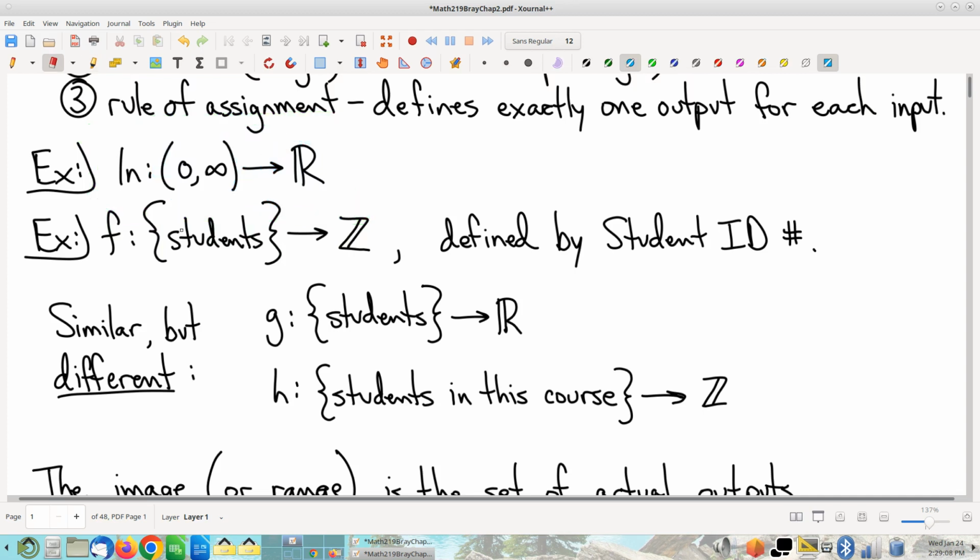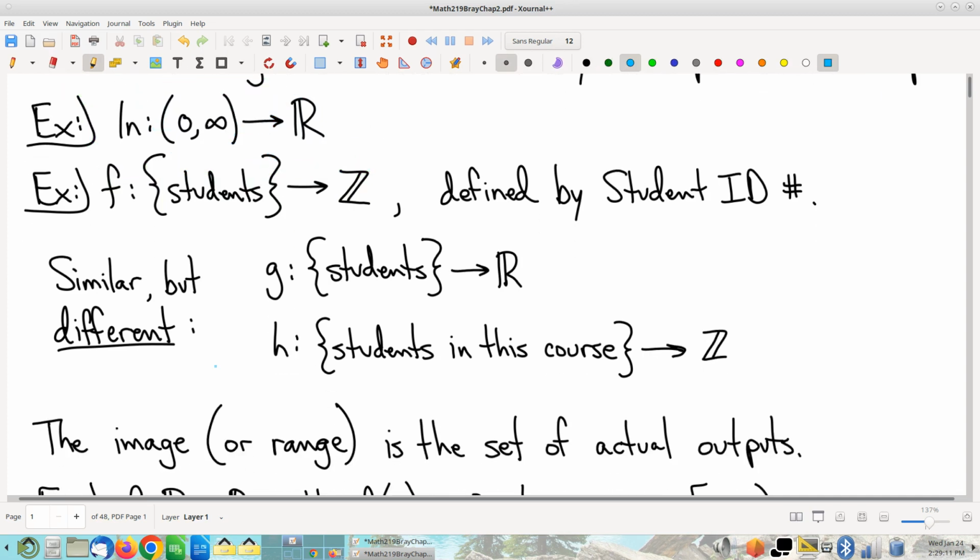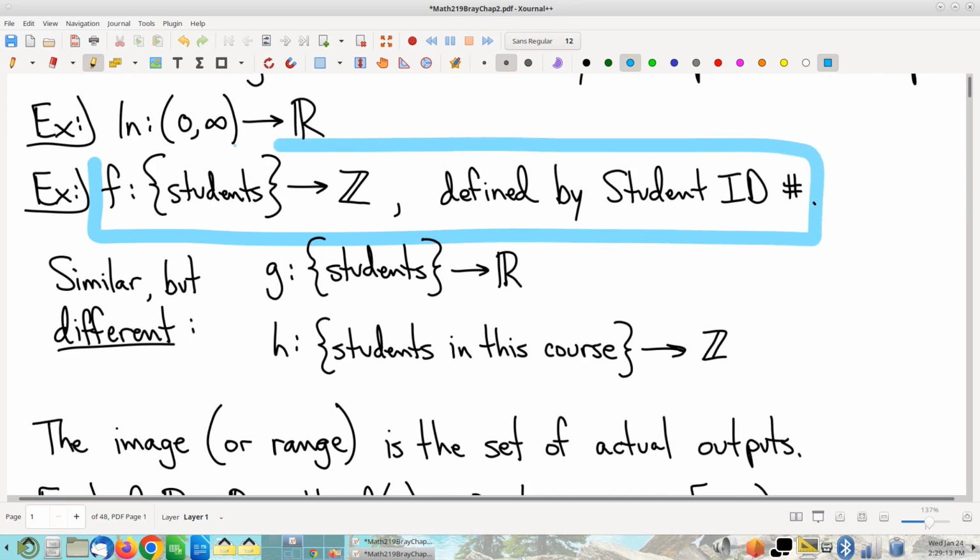The output's going to be a real number, and of course log is defined in single variable calculus classes. Here's the more interesting example, I think. This function right here. We have a domain, all the students at Duke. We have a target, which is the collection of integers. And the rule of assignment, now I emphasize, not a formula. There's no formula, but the rule is whatever student you give me as the input, I'm going to give you that student's ID number as the output. Perfectly reasonable function, not a formula. Right?